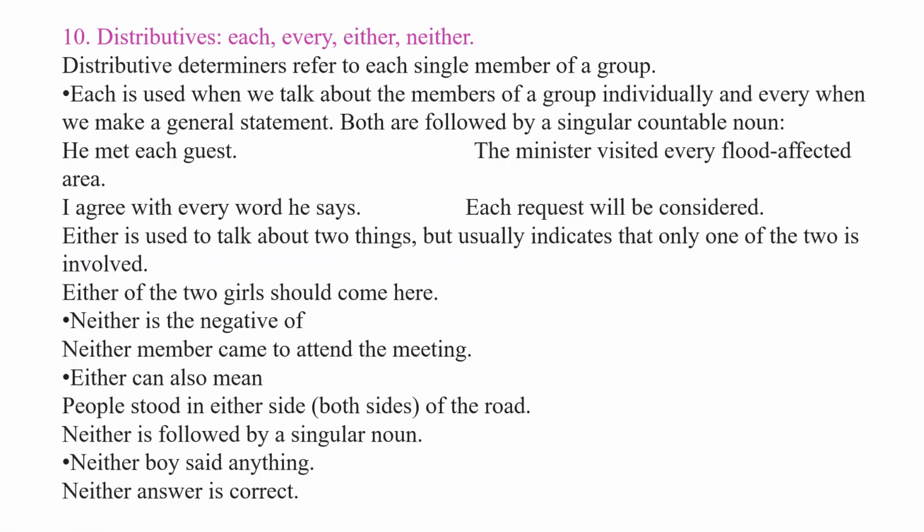Then distributive: each, every, either, neither. So, distributive determiners refer to each single member of a group. Okay, each is used when we talk about the members of the group individually, and every when we make a general statement. Both are followed by a singular countable noun. For example, he met each guest. The minister visited every flood affected area. Okay, now neither is a negative. Neither member came to attend the meeting. Either can also mean that people stood on either side of the road. That means both the sides.